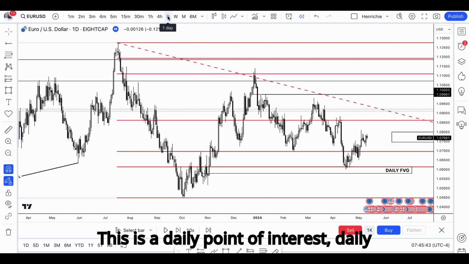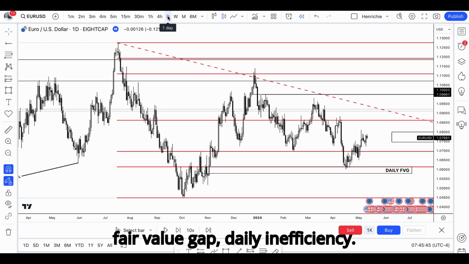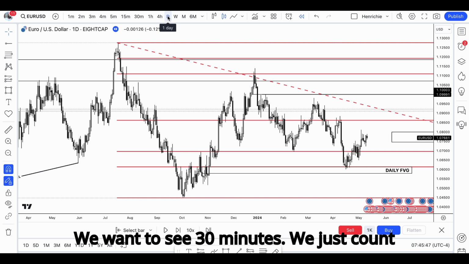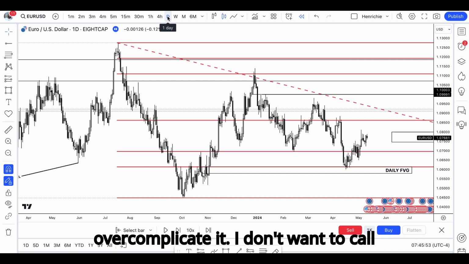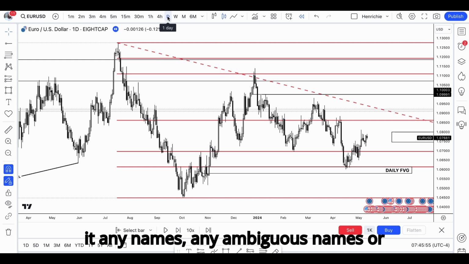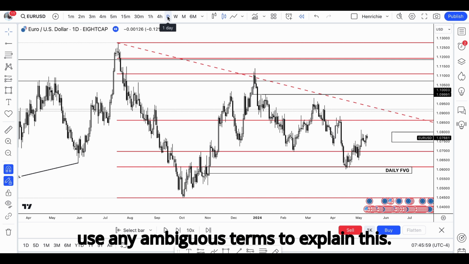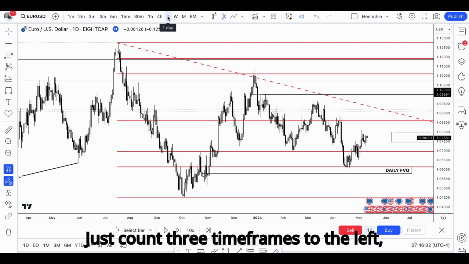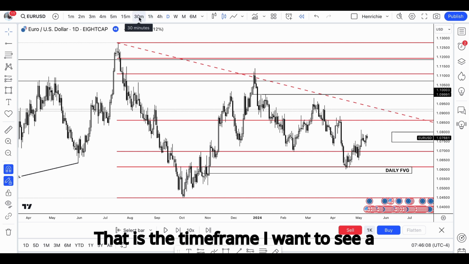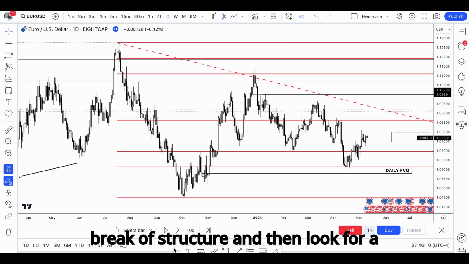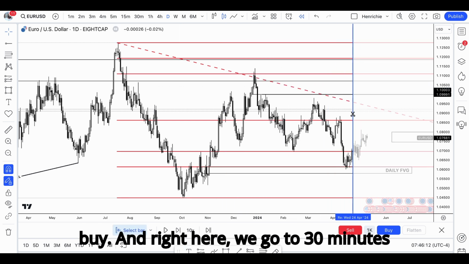We count 3 time frames to the left. This is a daily point of interest, daily fair value gap, daily inefficiency. We want to see 30 minutes. We just count 3 time frames to the left just to make it as simple as possible. Don't overcomplicate it. I don't want to use any ambiguous terms to explain this. Just count 3 time frames to the left. 1, 2, 3. That is the time frame I want to see a break of structure, and then look for a buy.